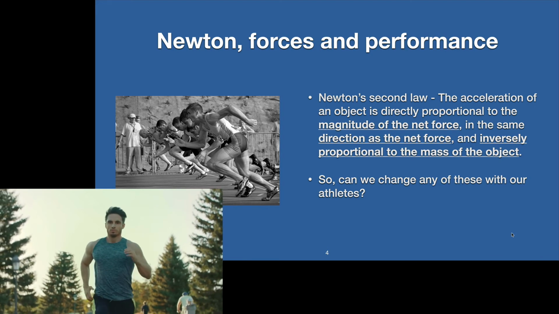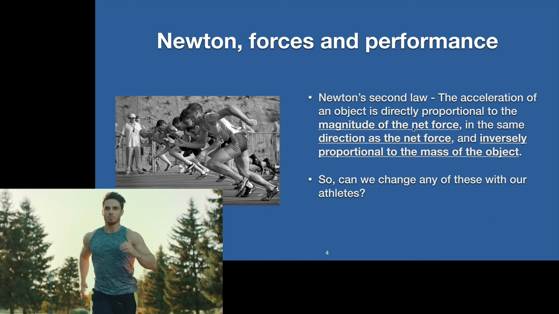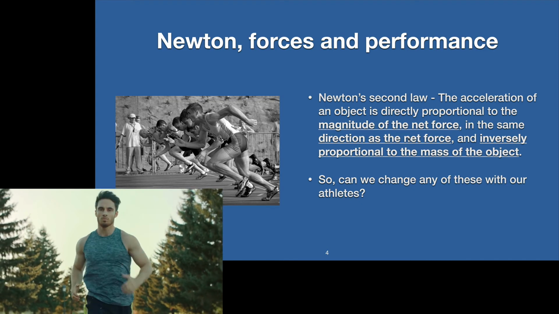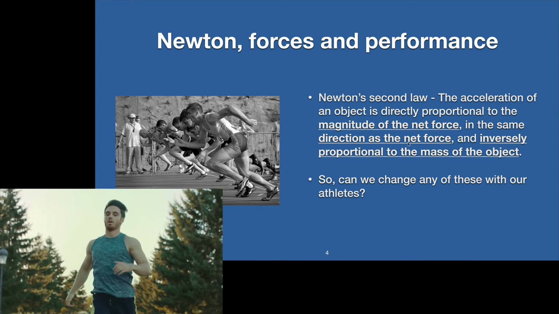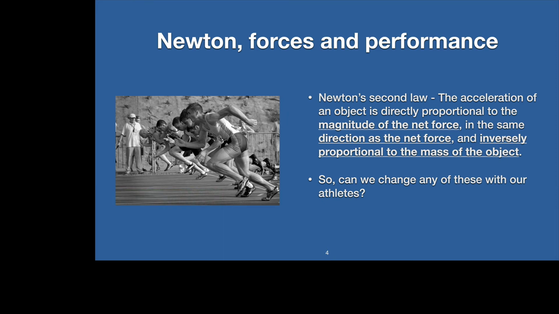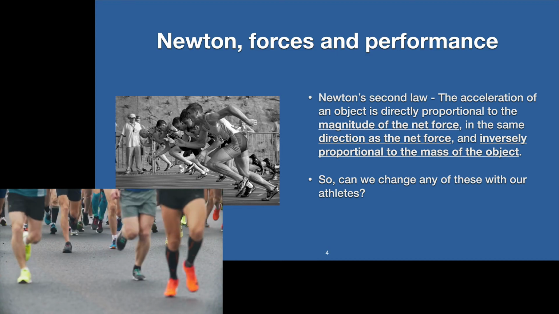So if we think again of a sprinter at the starting blocks and the gun goes off, the fastest sprinter is going to be the one that can produce the largest force, can put that force in the direction of the finish line or wherever the target is, and the advantage is going to go to the object that weighs the least. So can we change these with our athletes? We certainly can, right? We can alter the magnitude of the net force that a person applies with their muscles by making the muscles stronger, by making the muscles more powerful so they can produce that force more quickly.